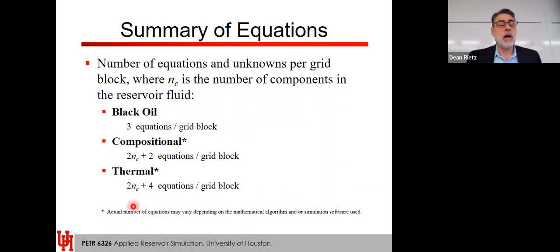And then thermal, we add a couple equations for the heat. So for the black oil, each component acts on the same window, so that's oil, gas, water, and other things. So remember, we had the equation, and that was only for the oil phase, and then you have water.